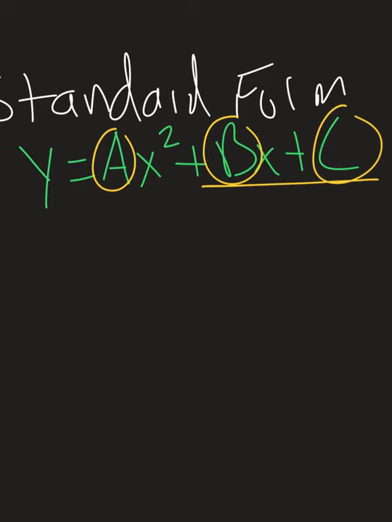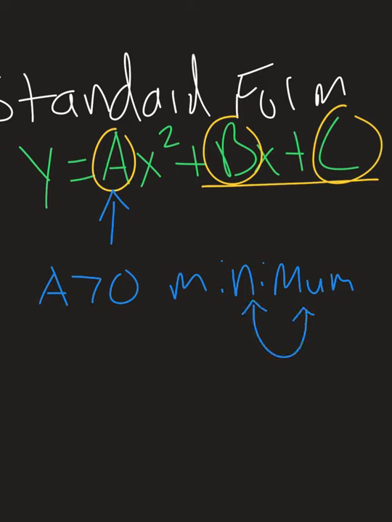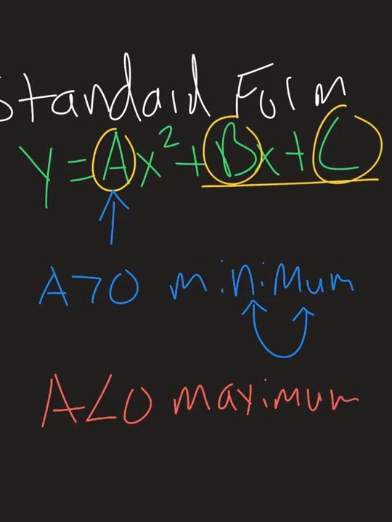For instance, if we look at a, if a is positive, otherwise greater than 0, we're going to have a minimum. In some way, shape, or form, our quadratic is going to have this kind of shape to it. If we have a being less than 0, if it's negative, we're going to have a maximum. It's going to look like the upside down version of it. So that's one indicator, one use. We'll also talk about vertex, which we can find pretty easily with this format.